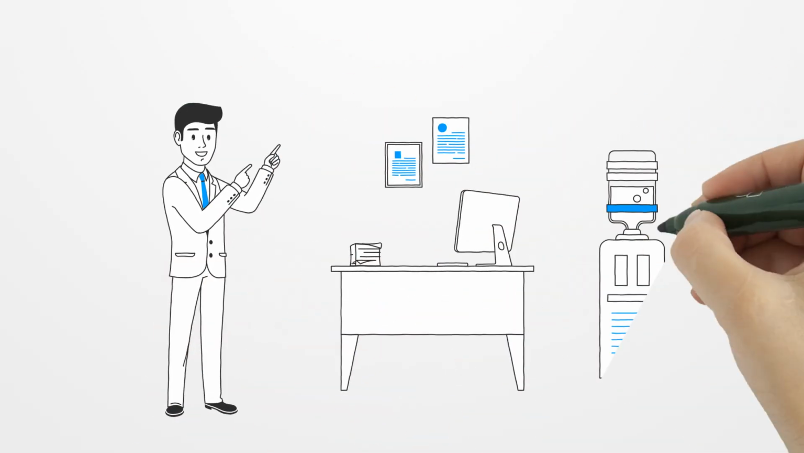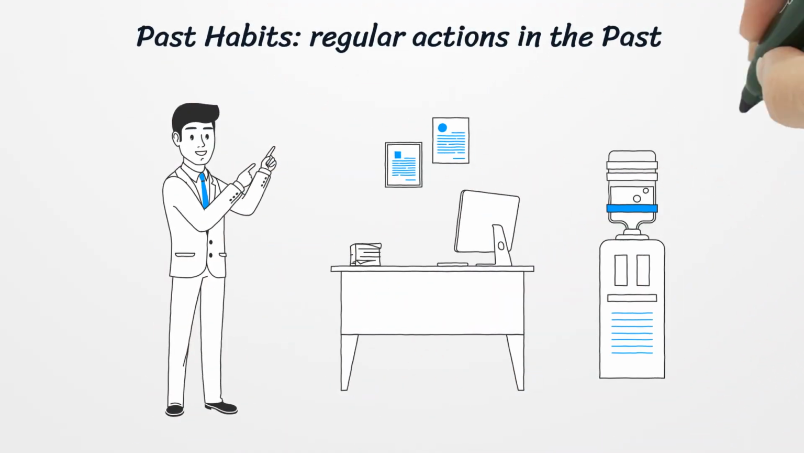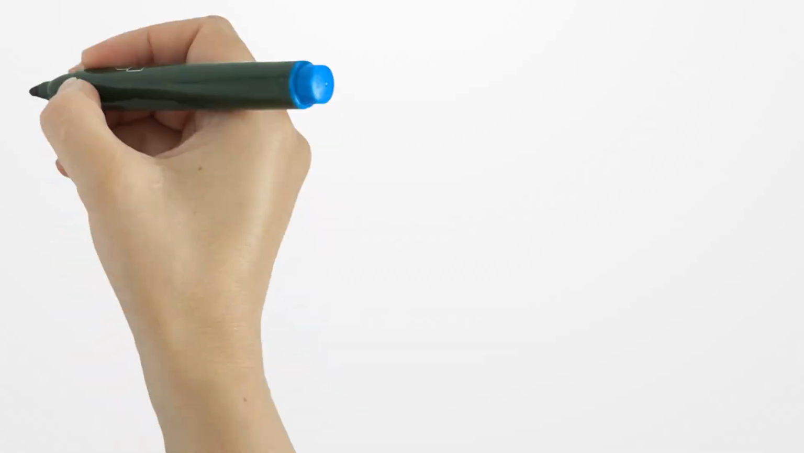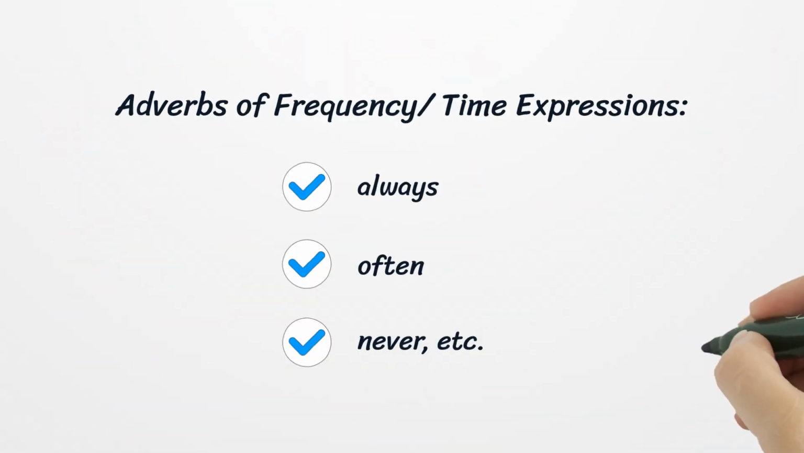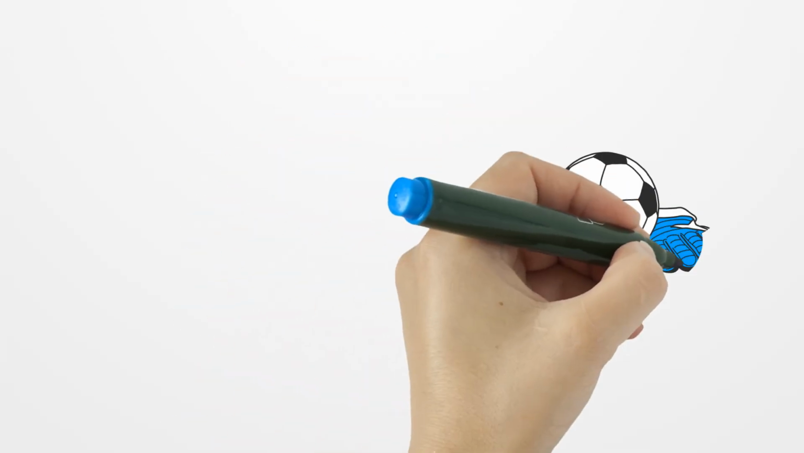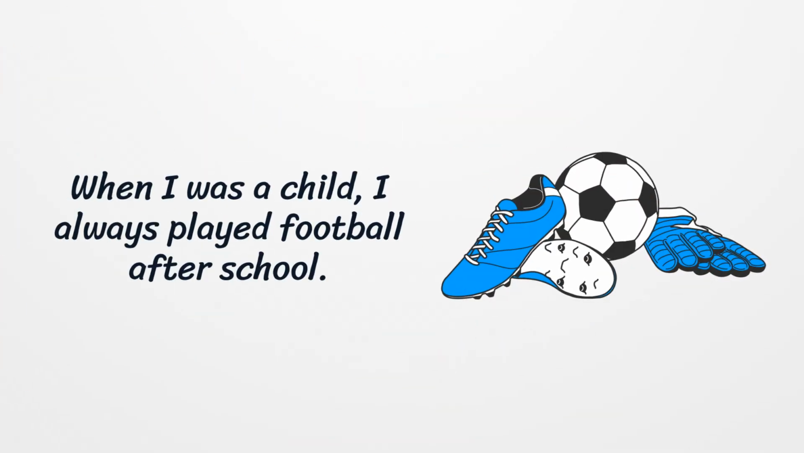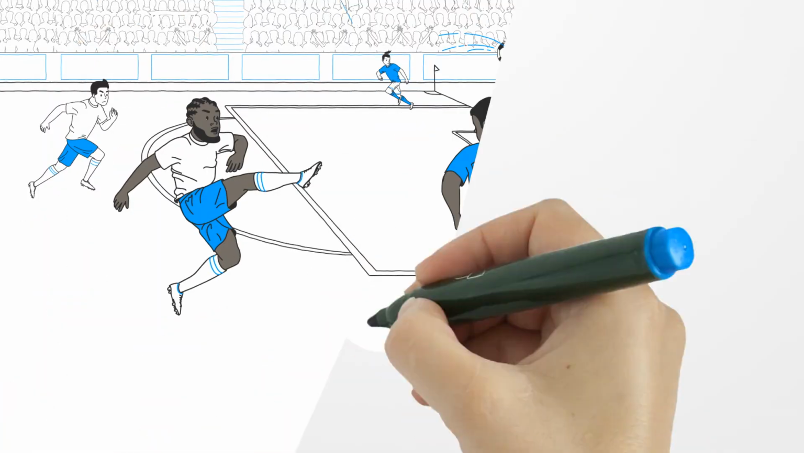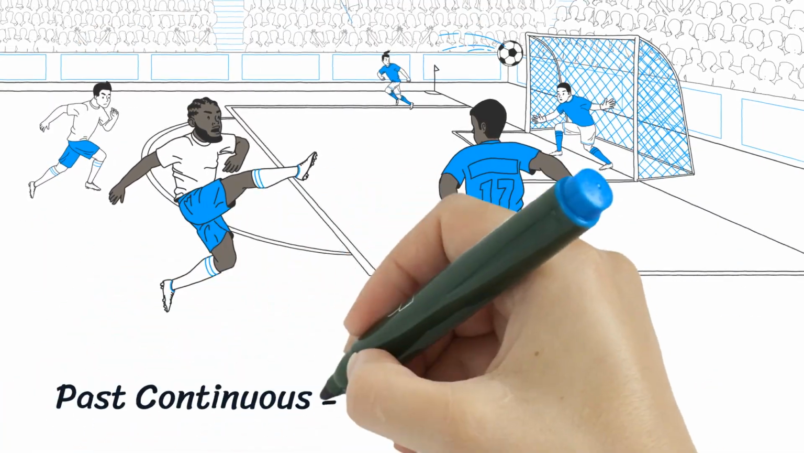And finally, we have past habits, actions that happened regularly in the past, often used with always, often, never, and other adverbs of frequency or time expressions. When I was a child, I always played football after school. That's it for past simple, basically. Let's move on to the past continuous.